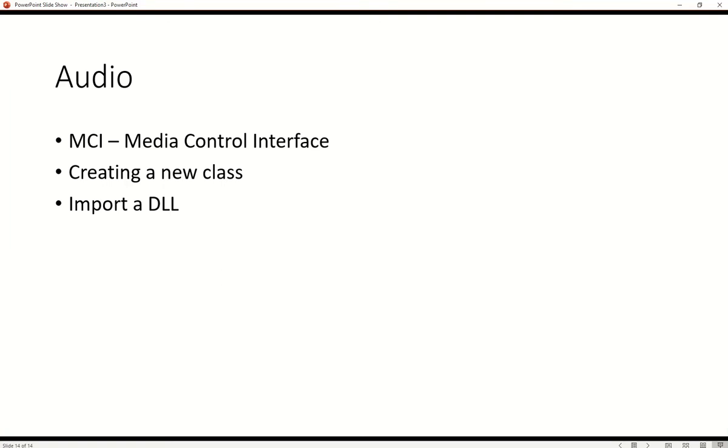So in this particular video, I want to add audio to our game framework. And what I'll be using is the MCI, the Media Control Interface that exists in the Windows environment, the dynamic library that Windows offers. And I'd like to show you how to create a new class and import this DLL. So let's get started.